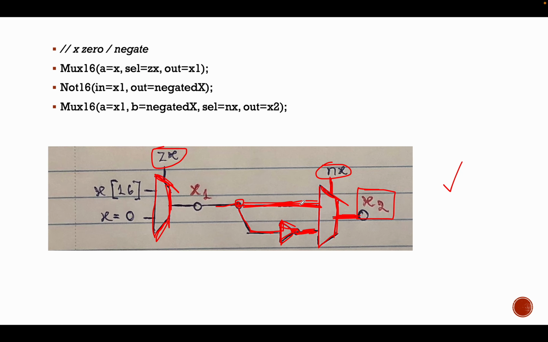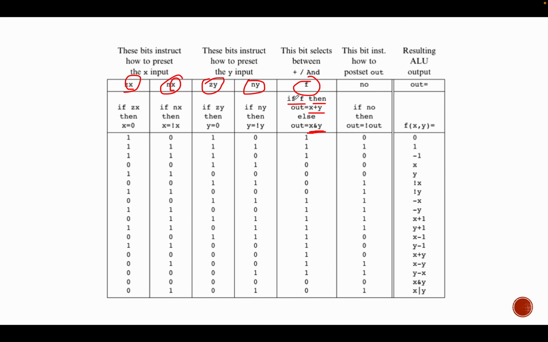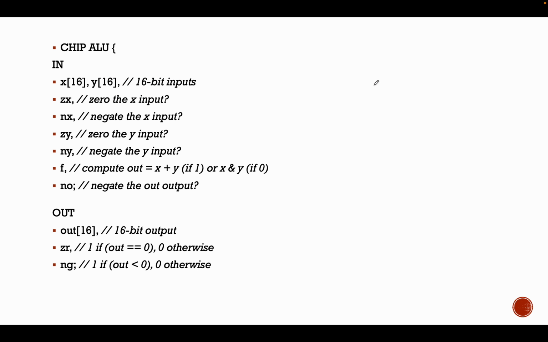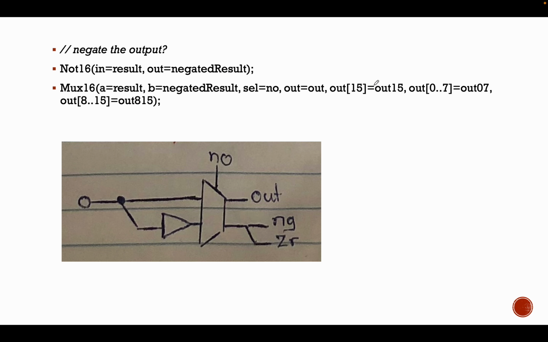Okay, so if we look back at the table, we've done F. Now we're on to the last one, which is NO. So NO, obviously, again, it's just negating the result. So whatever comes out of the F, remember, this is F right here. If we look back at the slide, this is F. So whatever comes out of there, the result, will be negated using a NOT gate.